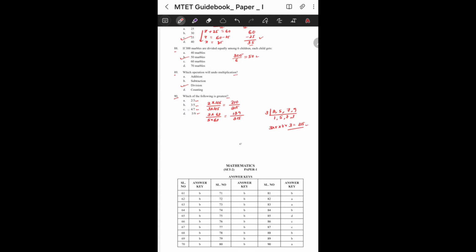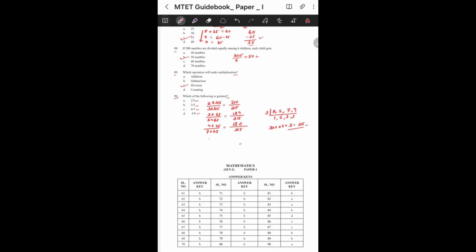Now the third one, 4 by 7 they have given here. Now 7 into how much will be your 315? So 7 into 45. So 45 will multiply both the numerator and denominator, and we will get 315 here. Now 4 into 45, how much? 4 into 5 will be 20, so 0 here, and 4 into 4 will be 16, and 2 will be 18, so 180.